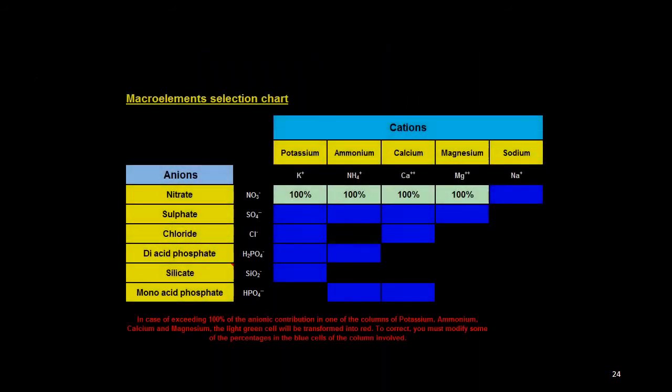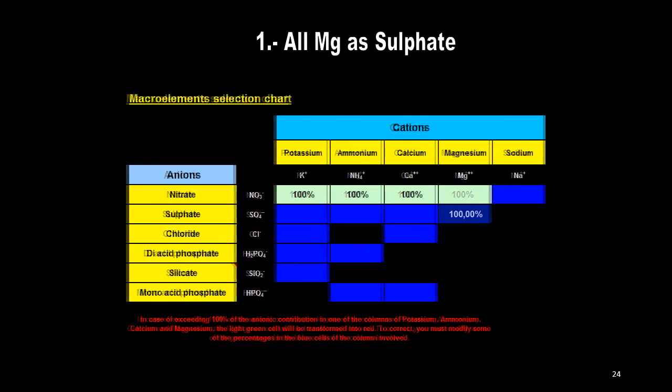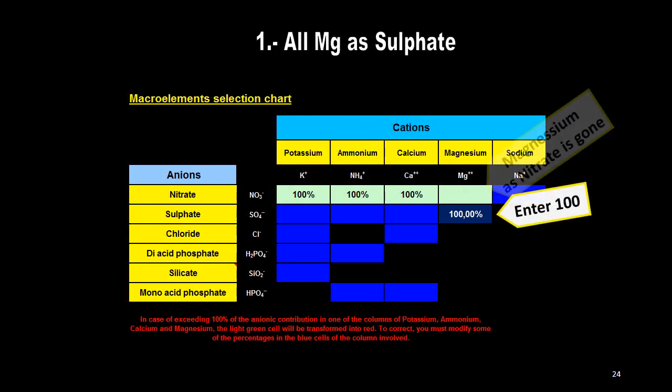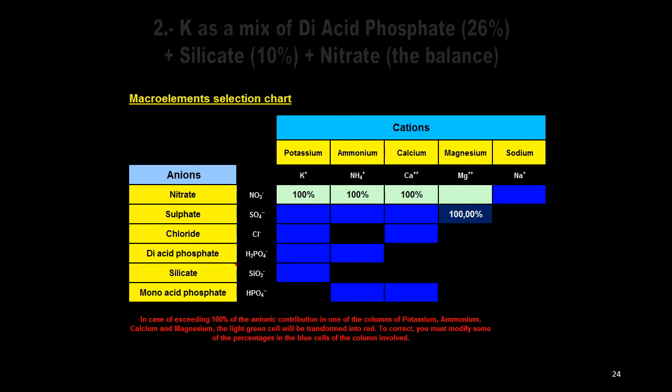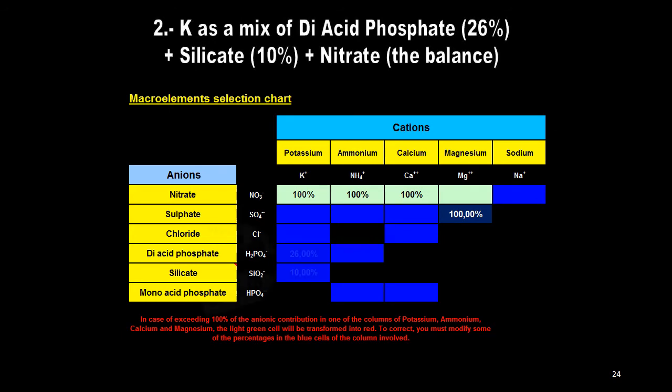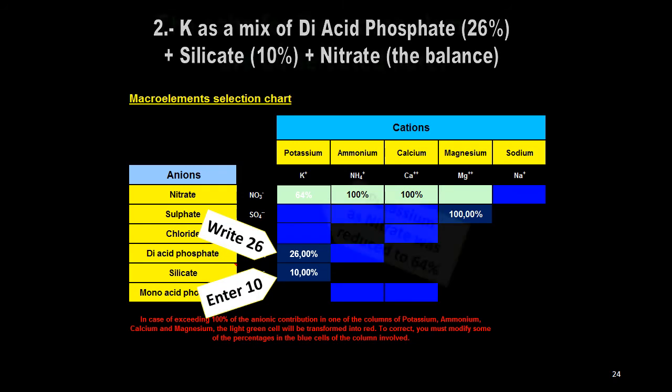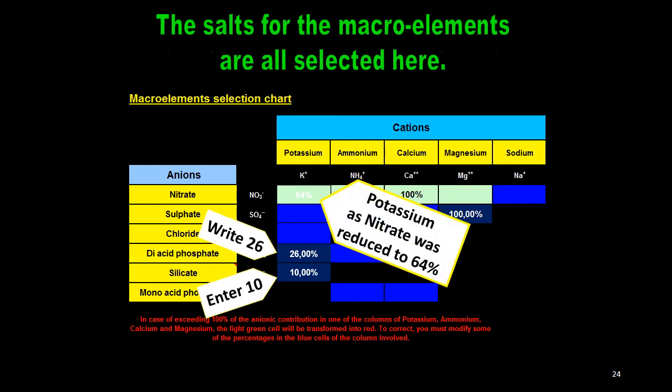Continuing with the same table. For this example, we decided on 2 things. The first one is to add all the magnesium as sulfate. Of course, the magnesium nitrate is gone. The second thing we decided was to add potassium as a mix of diacid phosphate, 26%, silicate, 10%, and nitrate, the rest to balance. The salts for the macro elements are all selected here.